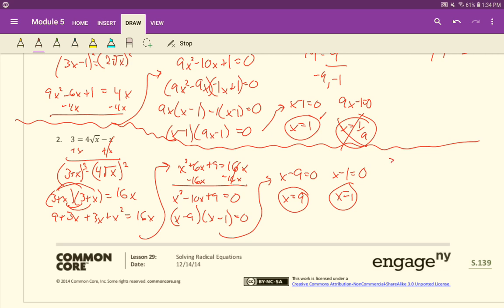We'll test the 9. So root 9 is 3, times 4 is 12, 12 minus 9 equals 3, check. Let's try the 1. Root 1 is 1, 4 times 1 is 4, 4 minus 1, and there we go. That does equal 3 as well. So both these answers work.